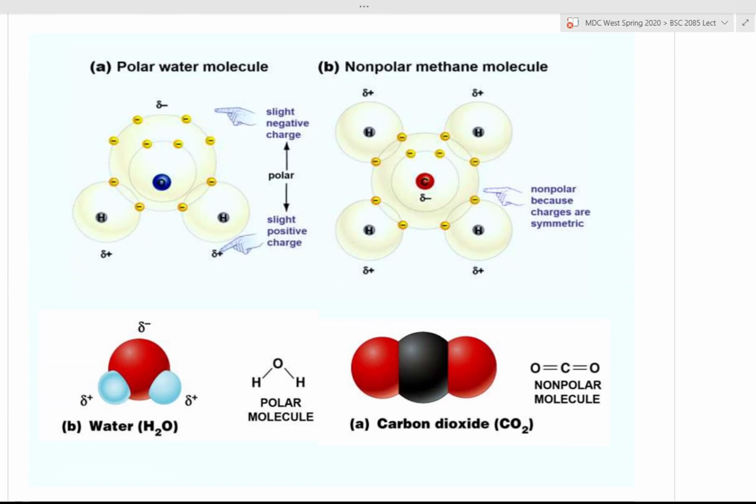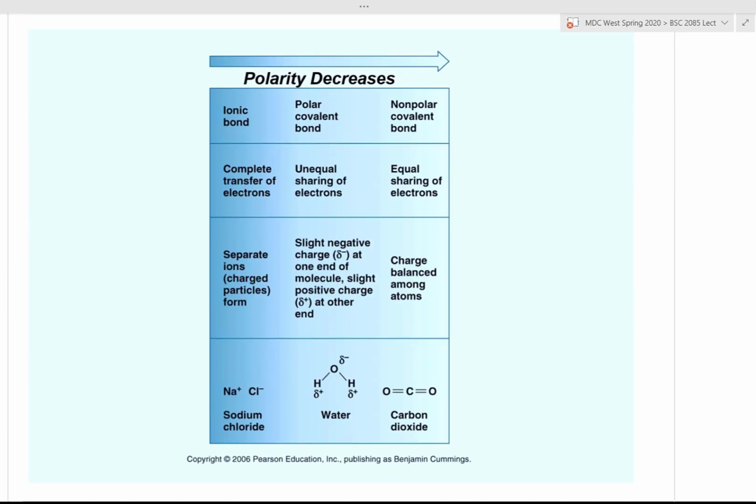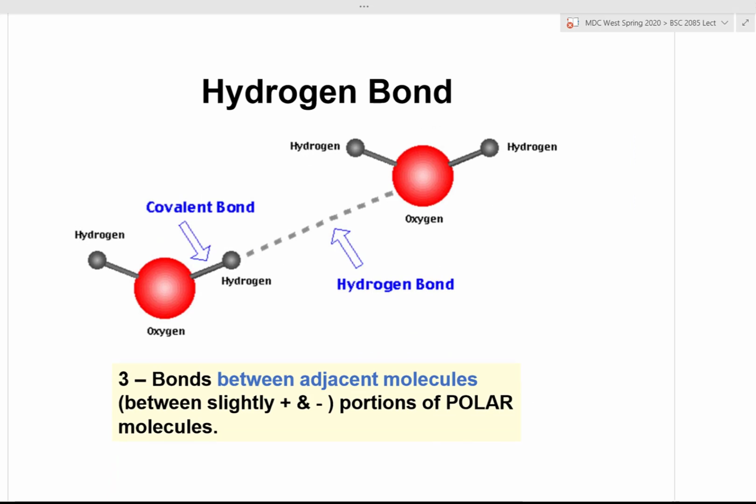Okay, we have polar, non-polar. We talked about that already. And then, of course, we talked about ionic bonding, right? Just a table summarization, right? We have sodium chloride, which we said was an example of what? Sodium chloride, an example of? Ionic, right? Awesome. And then, of course, we have hydrogen bonding.